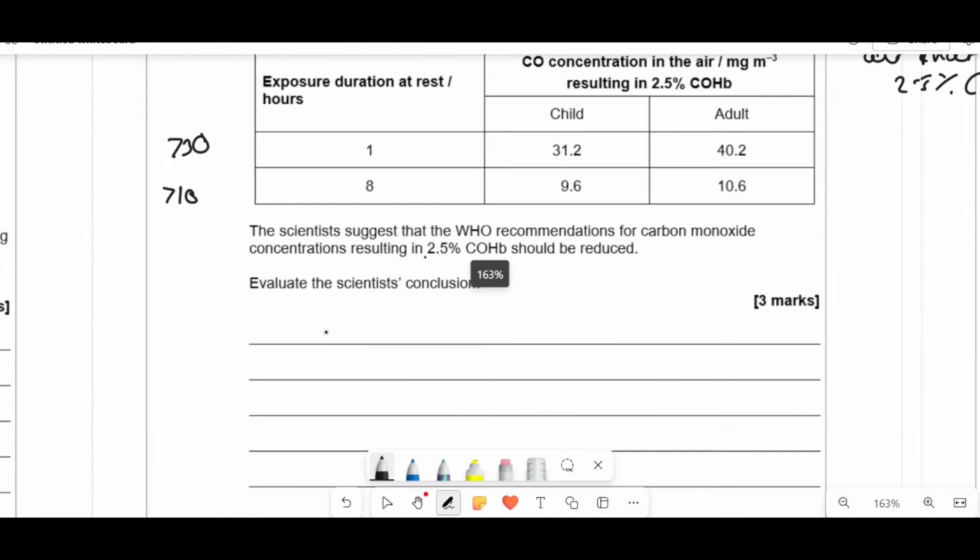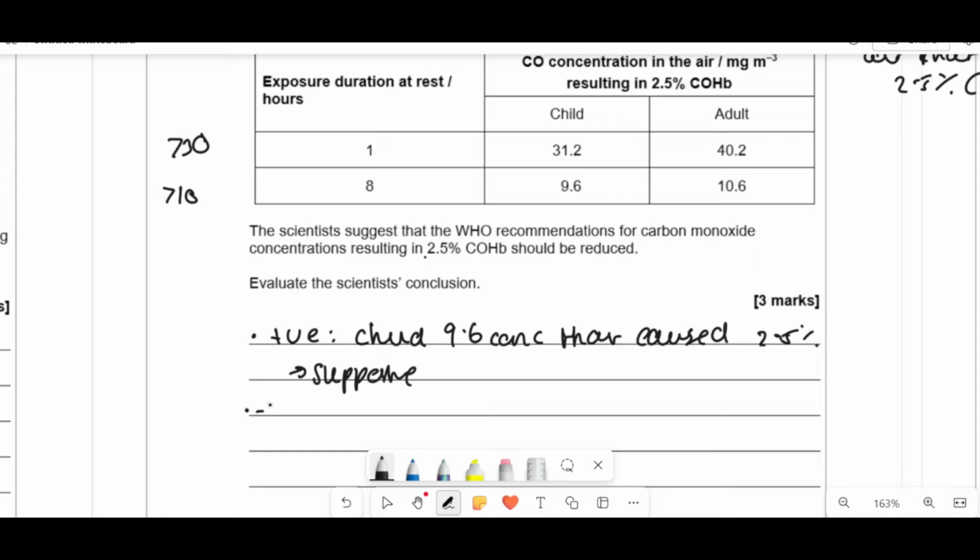So let's say what data directly supports their statement first, right? They're saying that you should put the thresholds lower. They said 10 is the threshold for 8 hours. Well, you see the kid is 9.6. So for the child, it was 9.6 concentration that caused the 2.5%, blah, blah, blah, which is supportive, right?